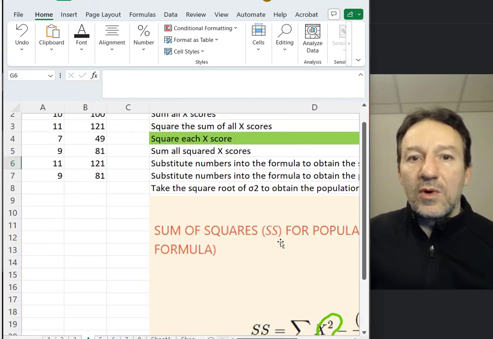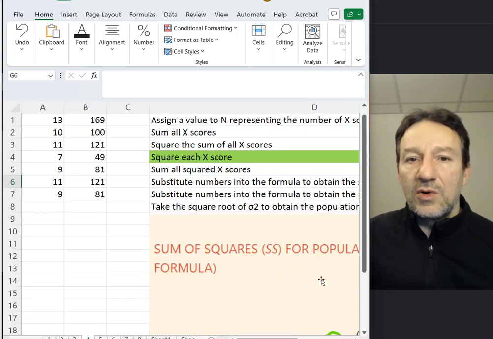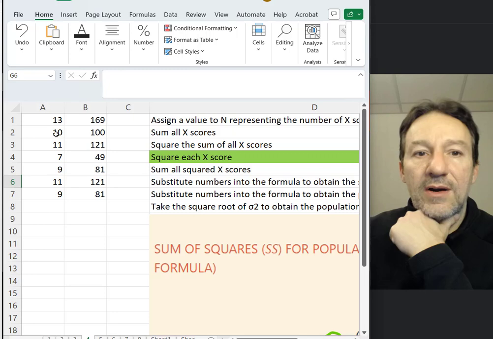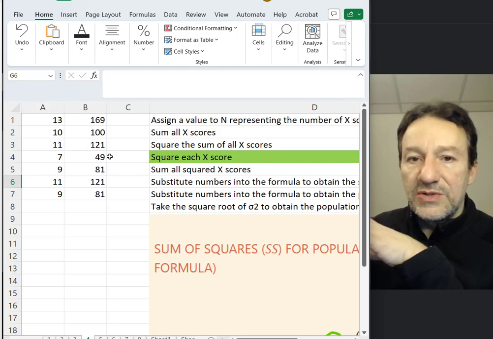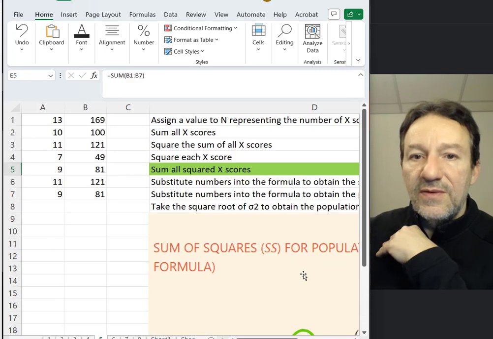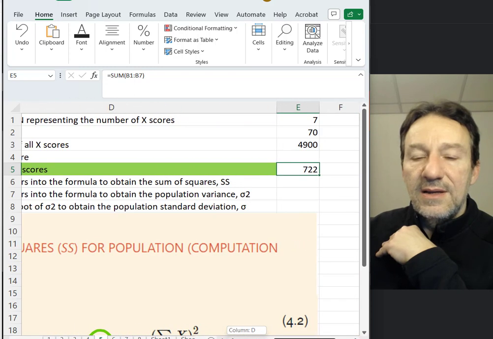Step 4, we're going to square each x score. That's going to be done here. I did it to the side here. So 13 squared, 10 squared, 11 squared, etc. So square all those scores, and then on the next step, we're going to sum up those scores. That's the sum of x squared. And so we sum all those squared x scores. We're going to get 722.